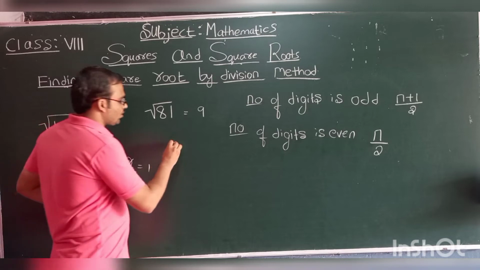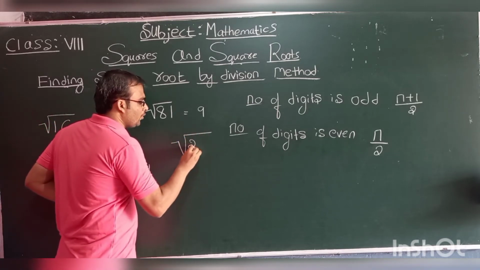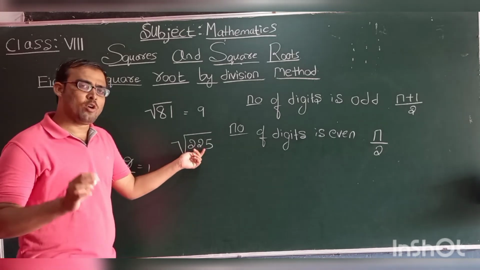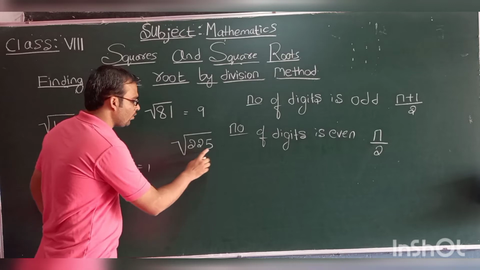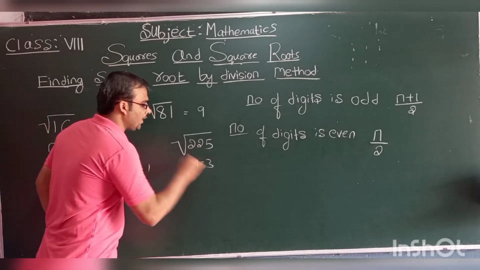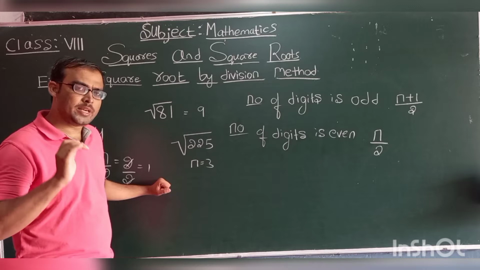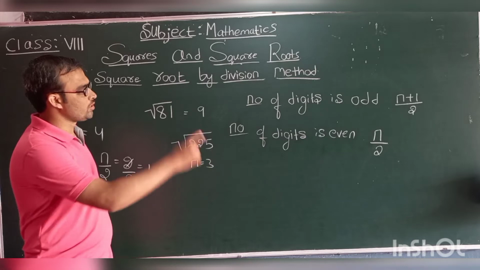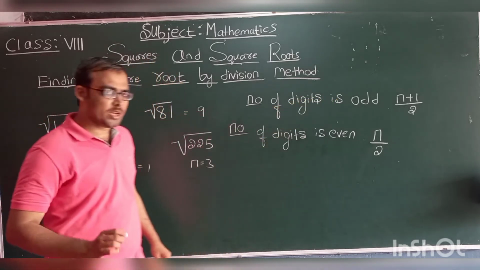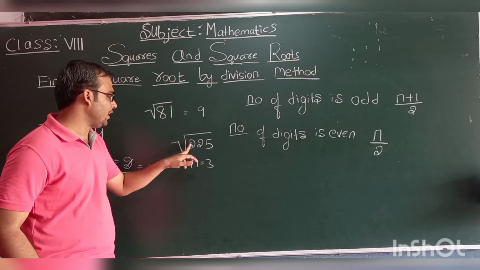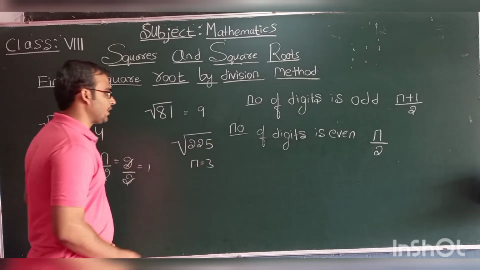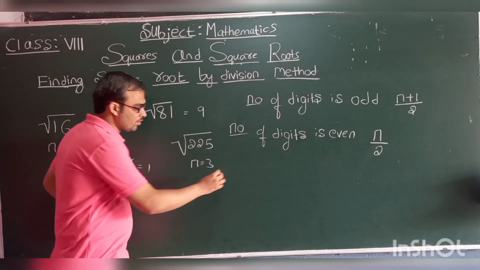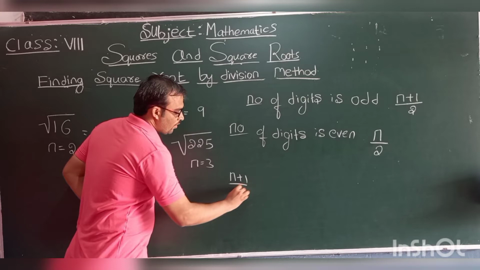For example, 225 is there. How many digits are there in this number? 1, 2, 3. Here n is 3. If I ask you the number of digits in the square root of this number, how do you find it? Using the formula n plus 1 by 2. Why? Because n is odd: 3 digits are there. So to find the number of digits in the square root of this number, we use n plus 1 by 2.